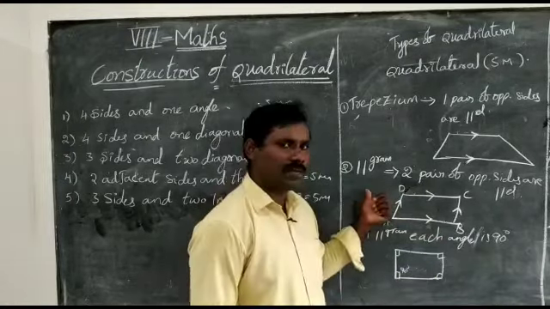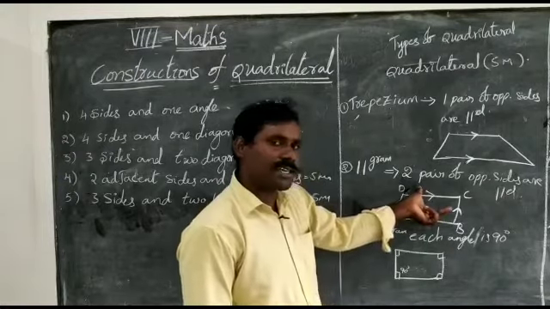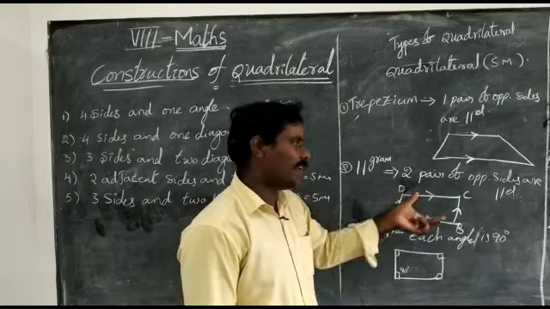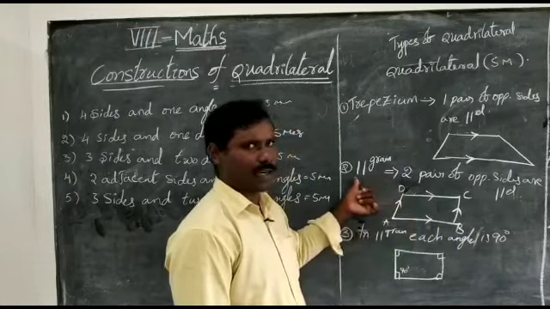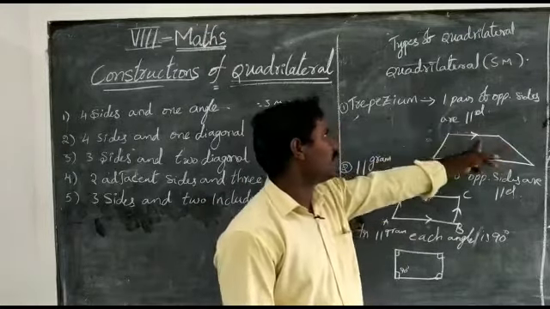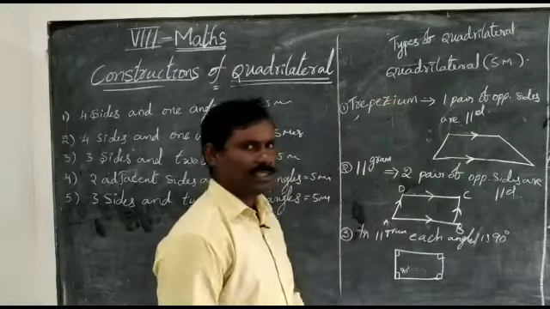What is the parallelogram? Opposite sides are parallel and equal. Then the name is parallelogram. One pair of opposite sides are parallel, then the name is trapezium. These are the three types.